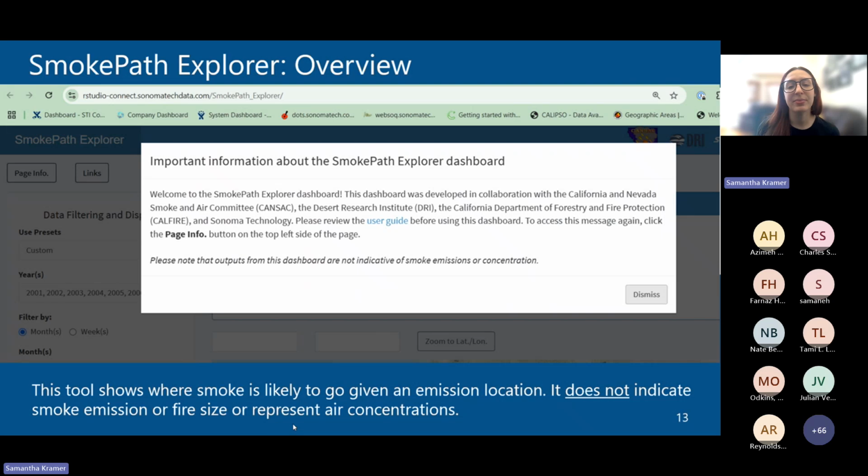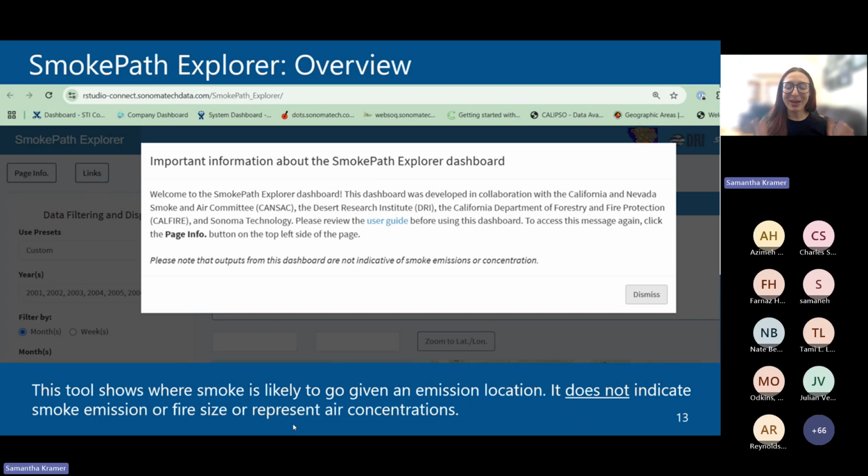When you first go to this website, you are given an info or a disclaimer. I know, especially on the government side, we love a disclaimer. And I just want to really highlight that this tool will tell you where smoke is most likely to go given an emission location. However, it does not indicate the total smoke emissions, represent fire size, or the air concentration.